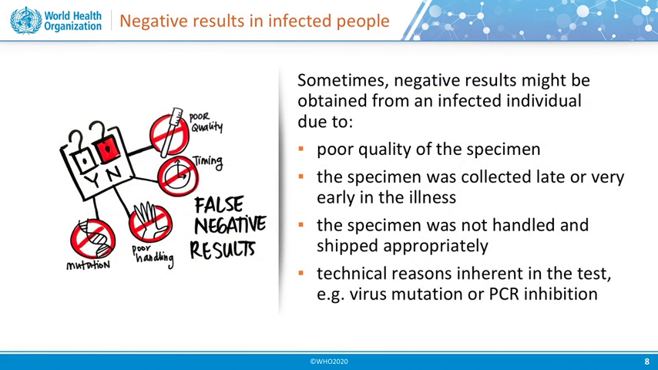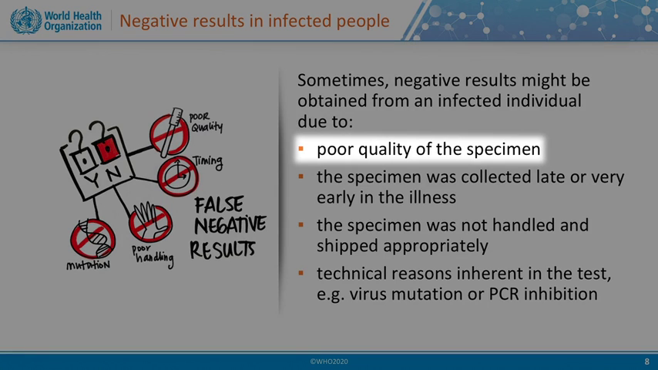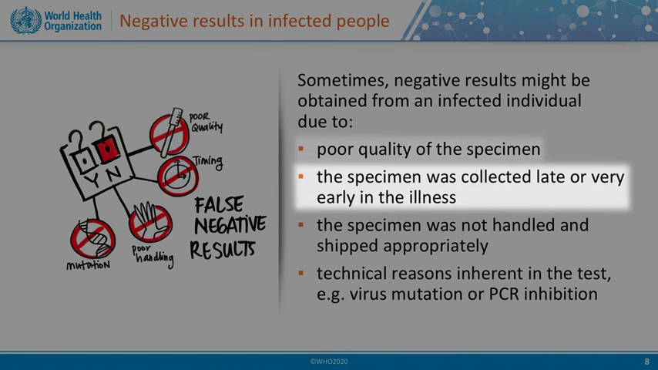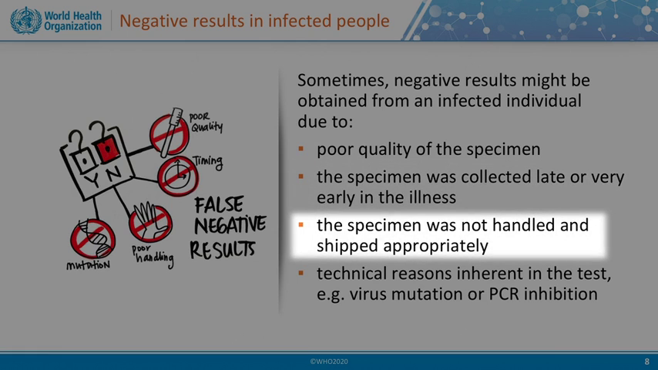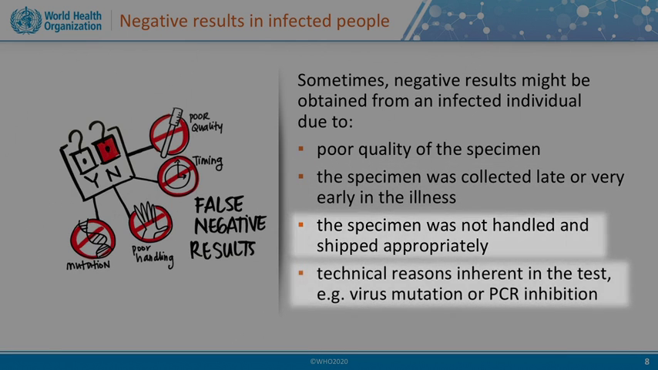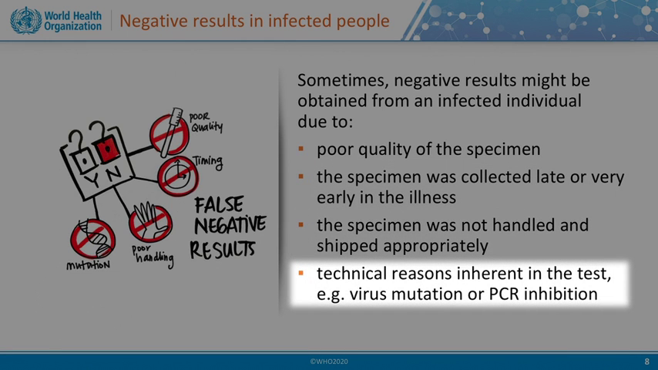On occasion, negative test results might be obtained from a person who's infected with the COVID-19 virus. And this could be due to a few different reasons, including poor quality of the specimen that was taken, that the specimen was collected late or very early on in the illness, the specimen was not handled or shipped appropriately, or it could be technical reasons inherent in the test, such as virus mutation or PCR inhibition.